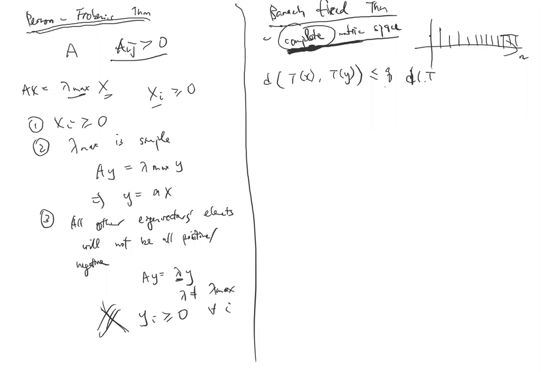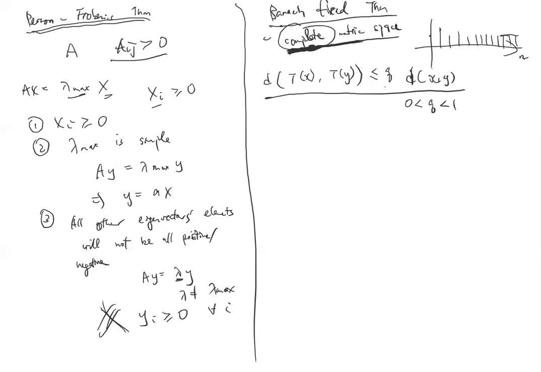Okay, x, y, and here q should be less than 1. So if I have T satisfy this, then this will be a contraction. So for this complete metric space, if I have a contraction, then there will be a fixed point for this mapping, and that fixed point will be unique.